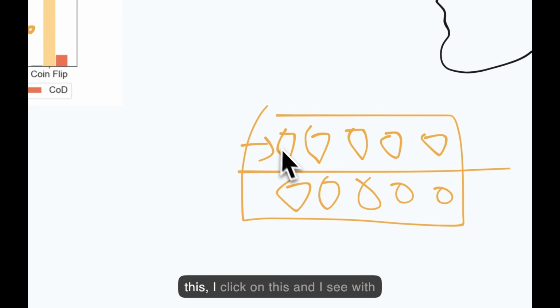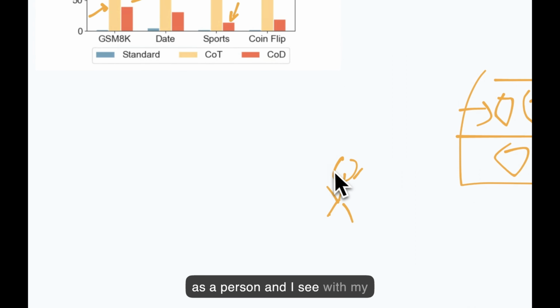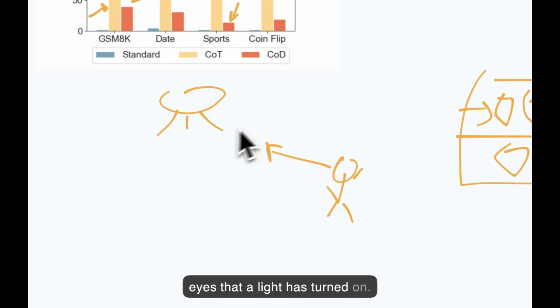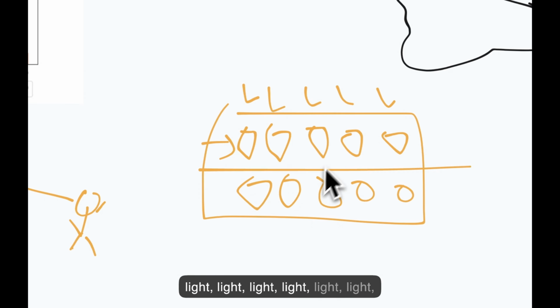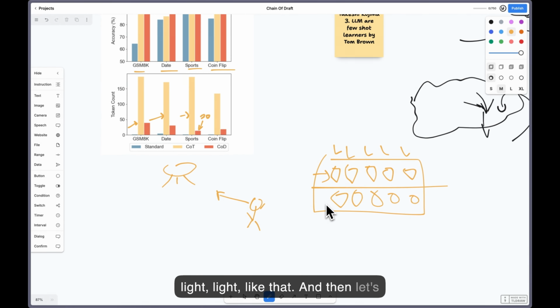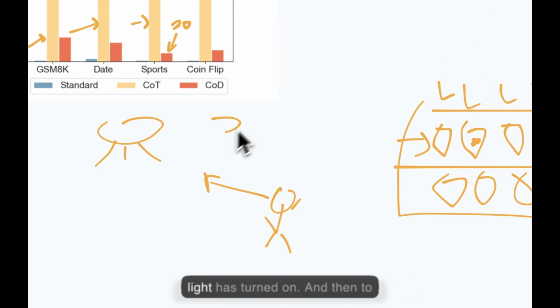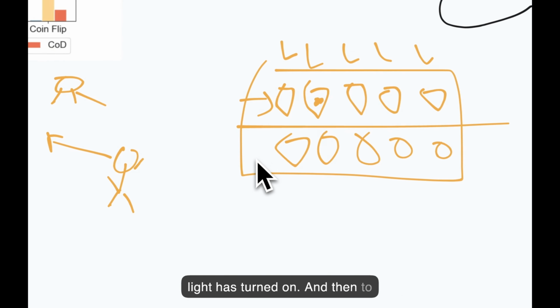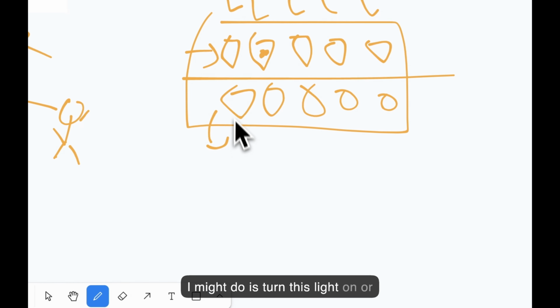I click on this, and I see with my eyes, as a person, that a light has turned on. So I can probably assume with some common sense that all these are light switches. No human is going to make light like that. And then to double confirm, I might turn on this light, and I see that another light has turned on. And then to basically disprove my theory, what I might do is turn this switch on, and this might turn on the fan.